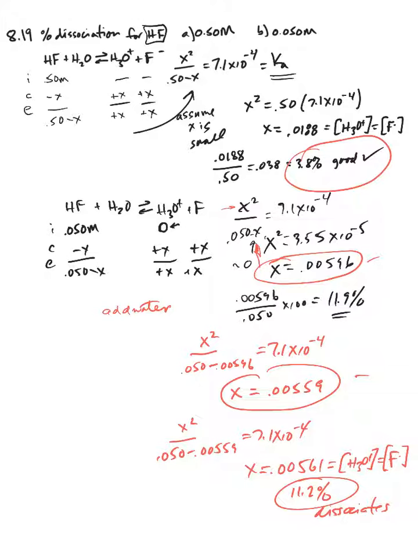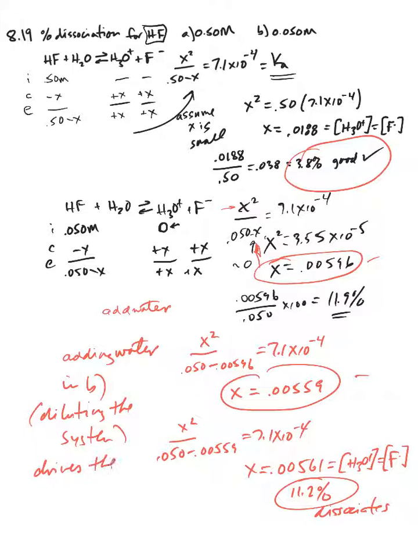I just noticed something here. I forgot to write my anion there. Adding water, essentially, in B, basically diluting the system, drives the reaction to the right. I'll say a la Le Chatelier.